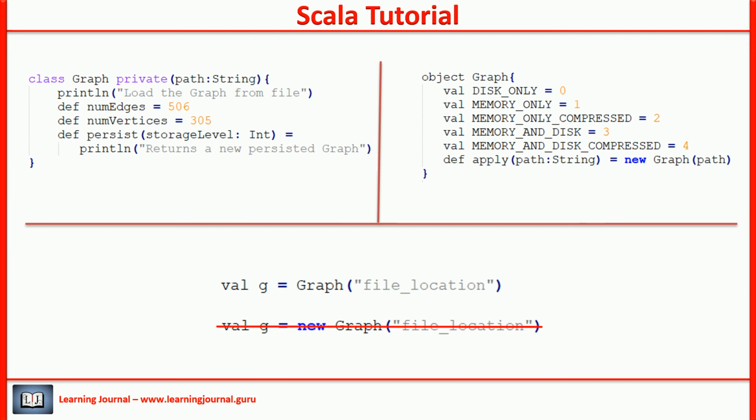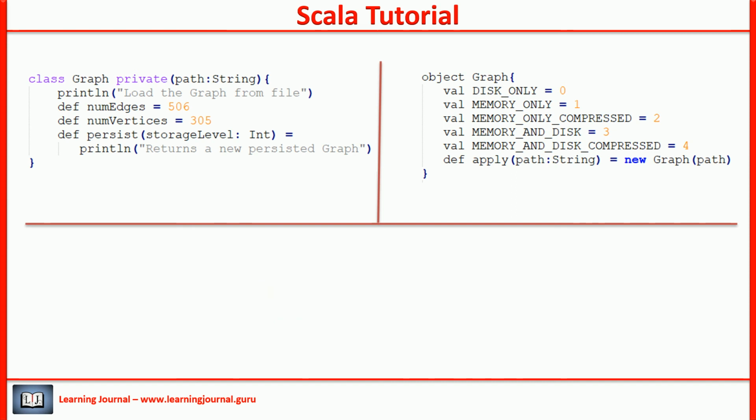No one will be able to use the constructor. However, the companion object can still use the private constructor. And that's one of the key advantages of companions. They can access the private methods of each other. I mean, a class can access the private methods of its companion object, and the object can also access the private methods of its companion class. Amazing, isn't it?